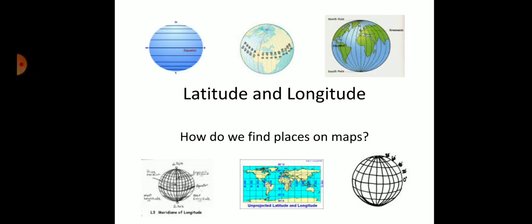So, today we're going to study about latitude and longitude. So, are you ready to listen? Are you ready to learn? Okay, let's begin. How do we find places on maps, or how do we locate places on maps? Yes, we are using latitude and longitude to locate or find places on maps.